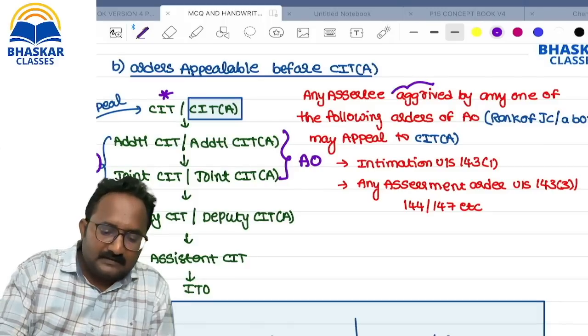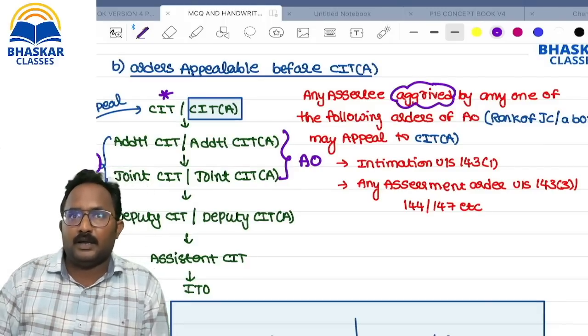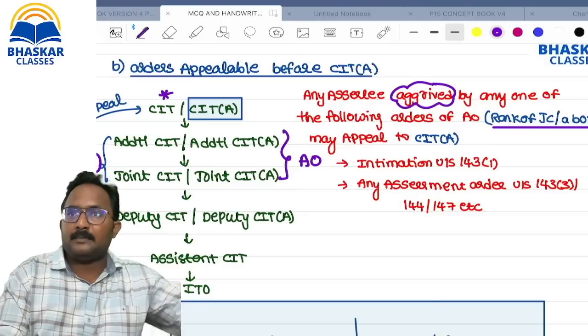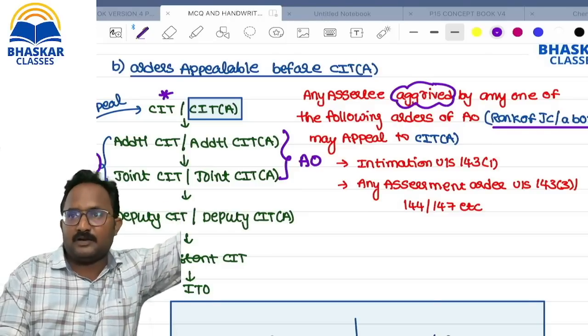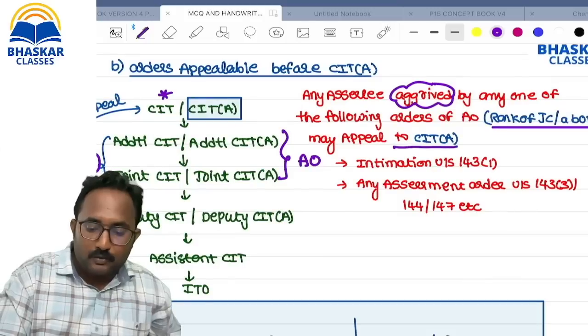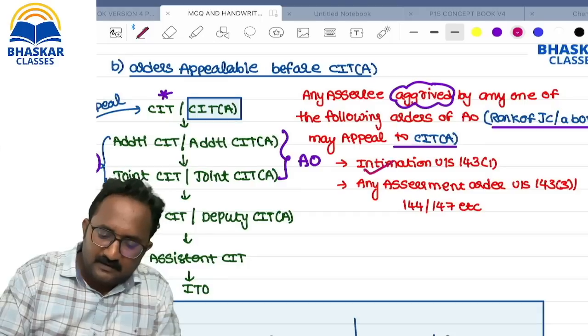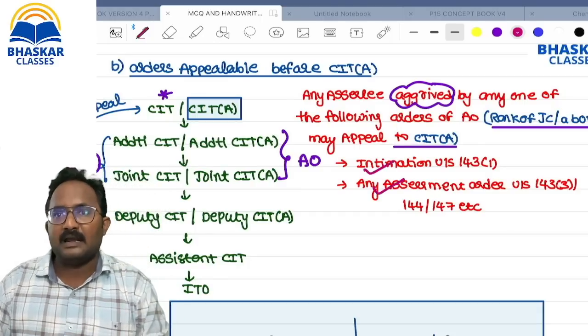Now, if any SSE is not satisfied with the order of the AO, who is an AO? JC or ACIT? Joint Commissioner of Income Tax. ACIT means Additional Commissioner of Income Tax. Those orders can be appealed before whom? CIT appeals. What are the orders we can appeal? Intimation or any assessment orders also we can appeal.